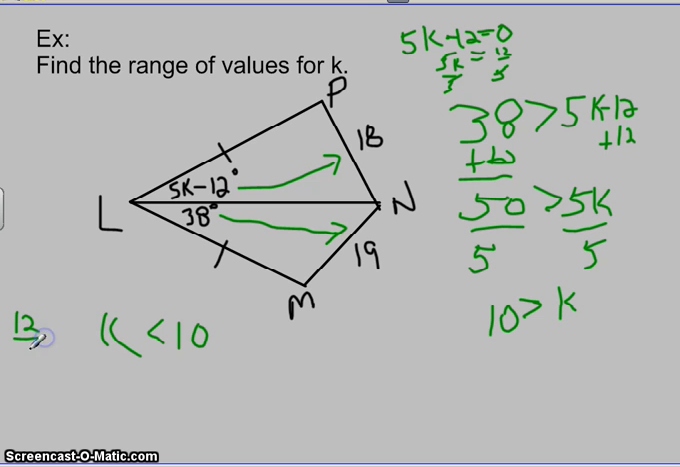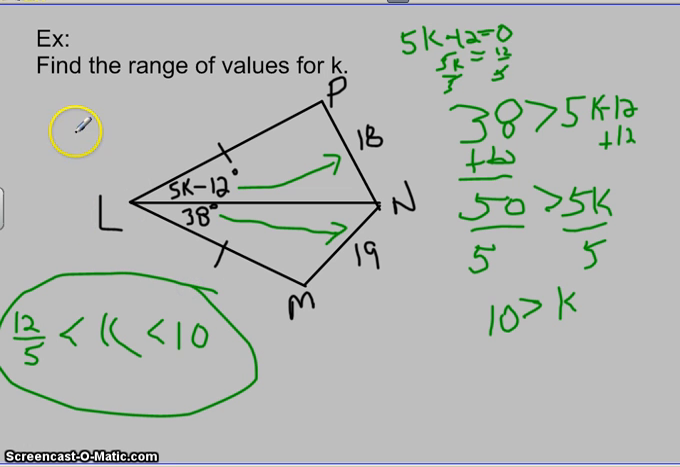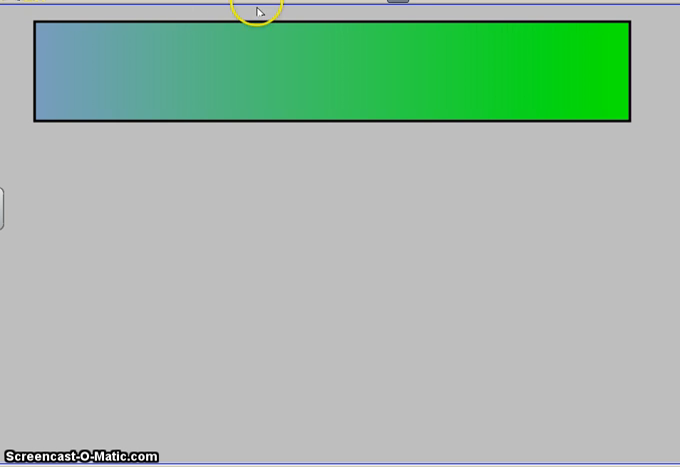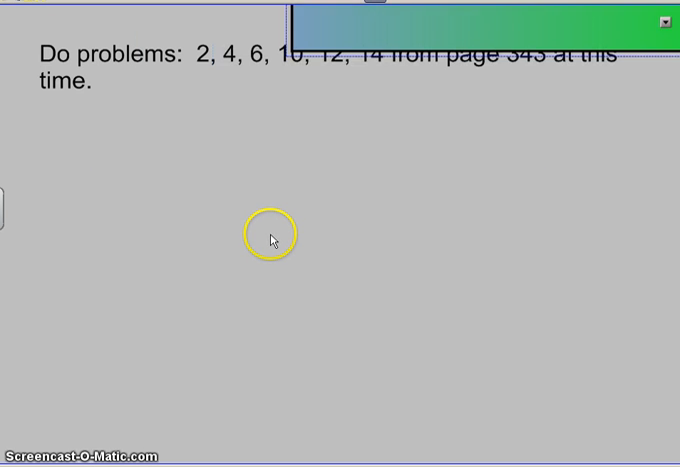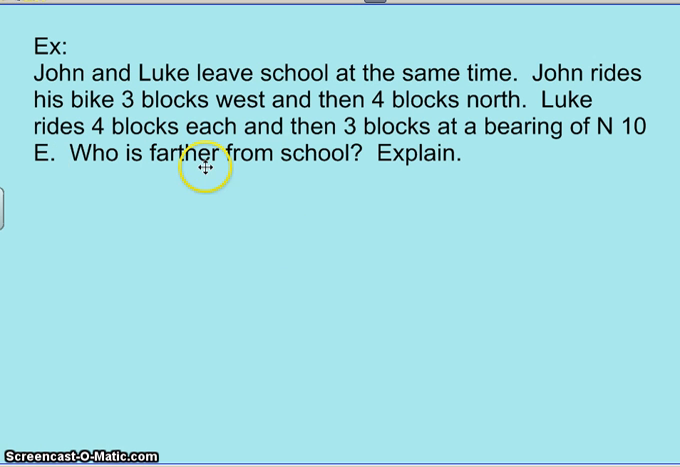So we can't have anything, we have to be above 0. So we're going to put k is bigger than 12 fifths. So that would be how we'd want to leave our answer on that one. Alright, regular geometry students would be doing these problems at this time. Good luck with those. We're going to move on in this iPad geometry class here.